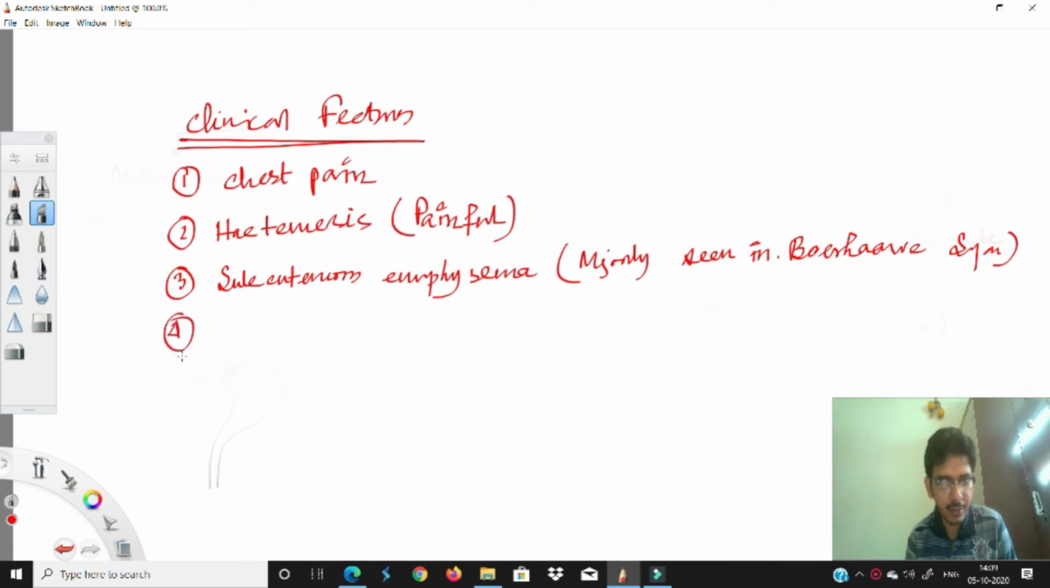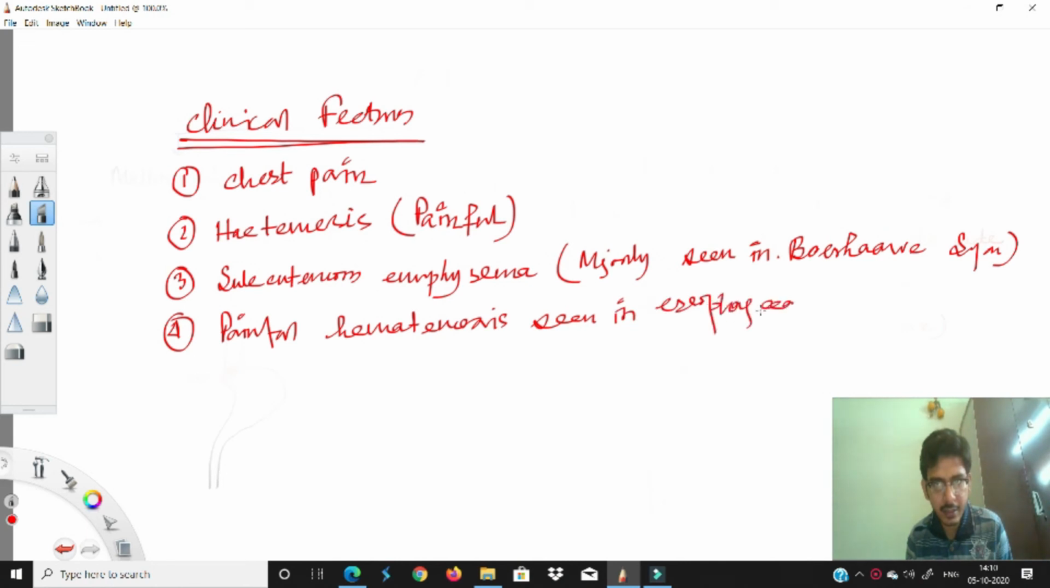And the fourth point is painful hematemesis, seen in esophageal varices in case of portal hypertension and liver cirrhosis.